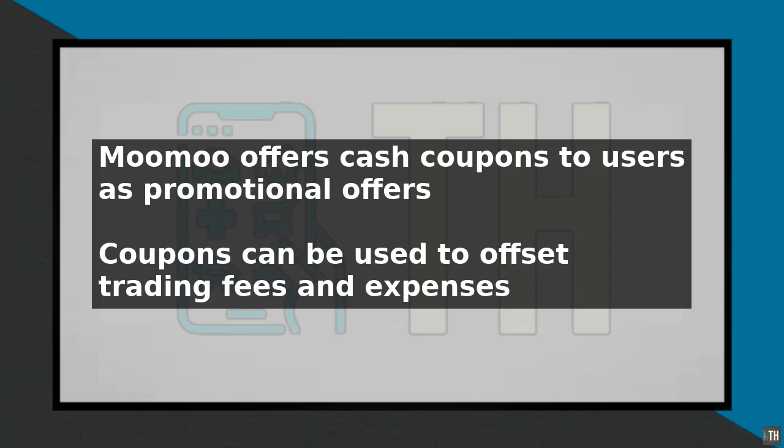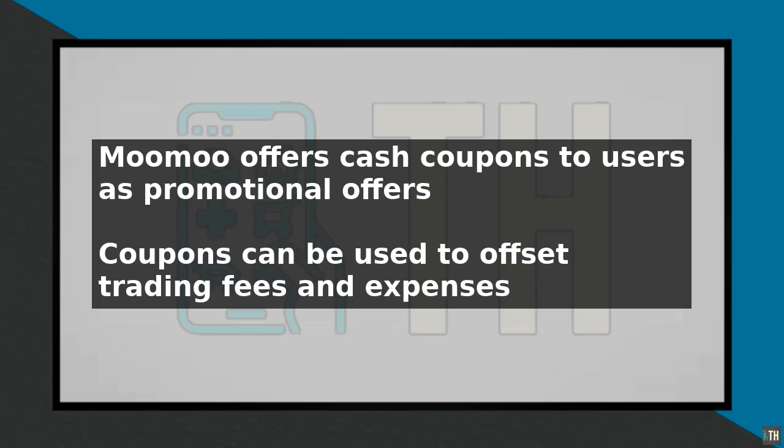To start using Moomoo Cash Coupon, you need to first log into your Moomoo account. If you do not have an account, you can sign up for one on the Moomoo website or mobile app. Once you are logged in, click on the Account section and look for the Cash Coupon option.